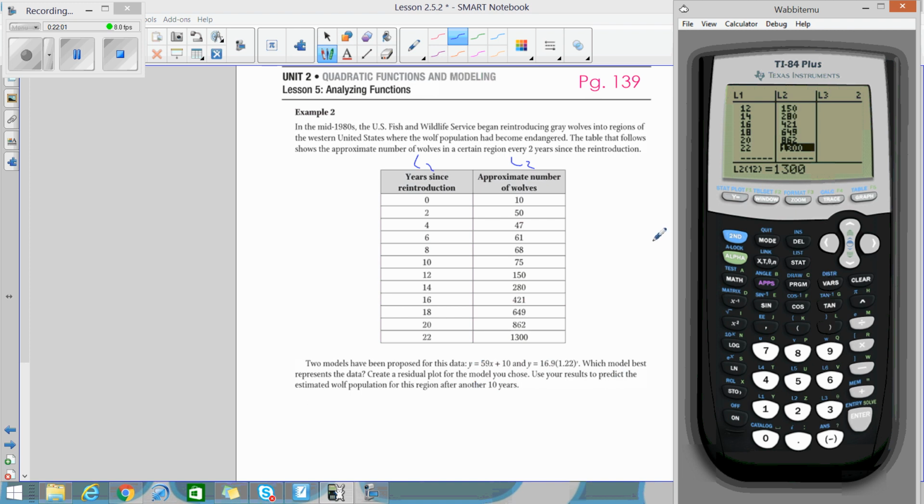Which model is best? So what we're going to do is go second, stat plot, and turn on our stat plot first. I want to see what it looks like. So you turn it on, zoom 9. Now if you look at that data, I don't want to say it's almost slapping you in the face, but it is. That is exponential.